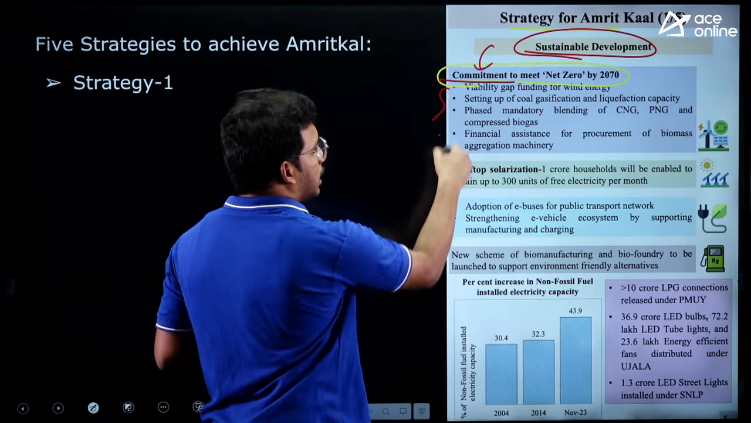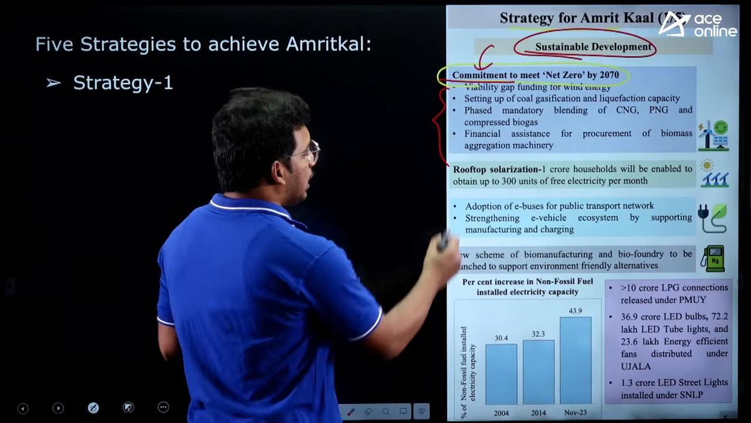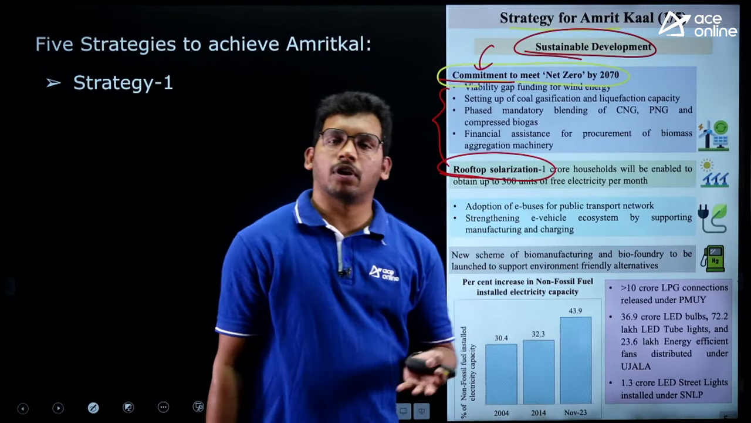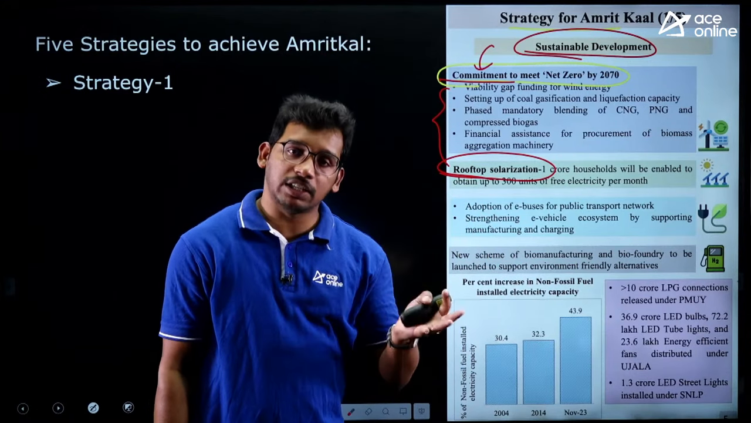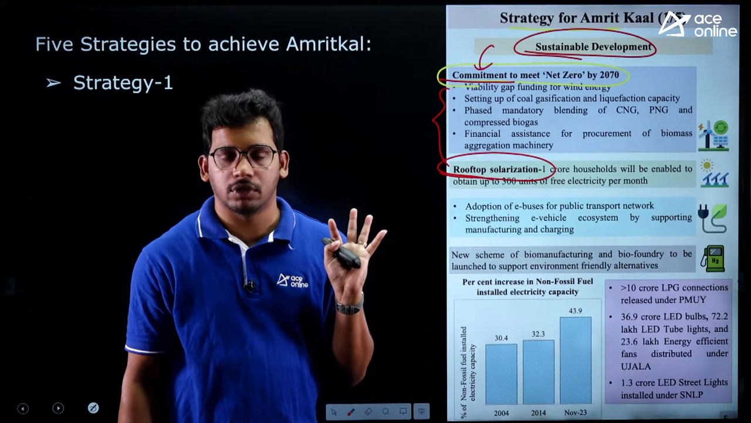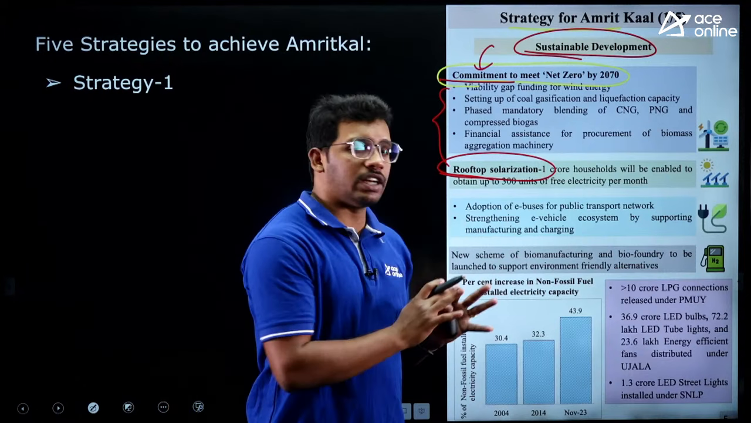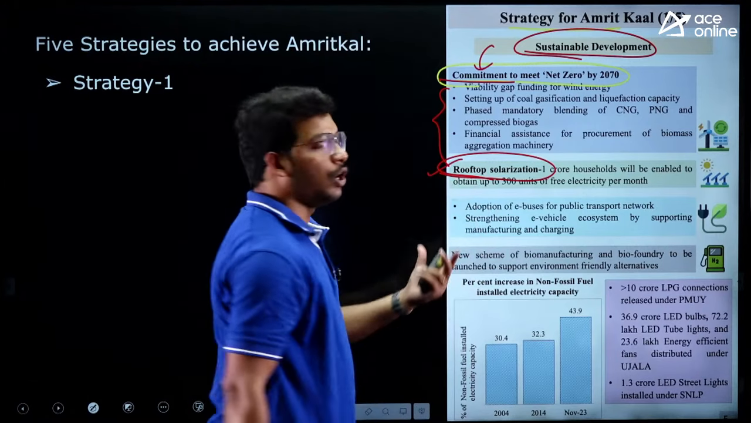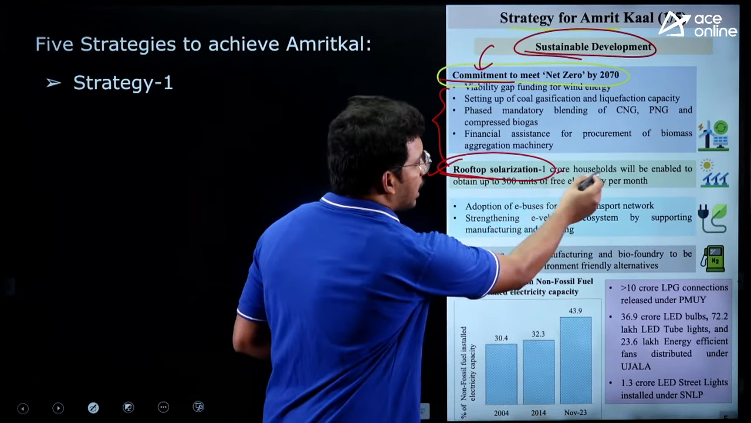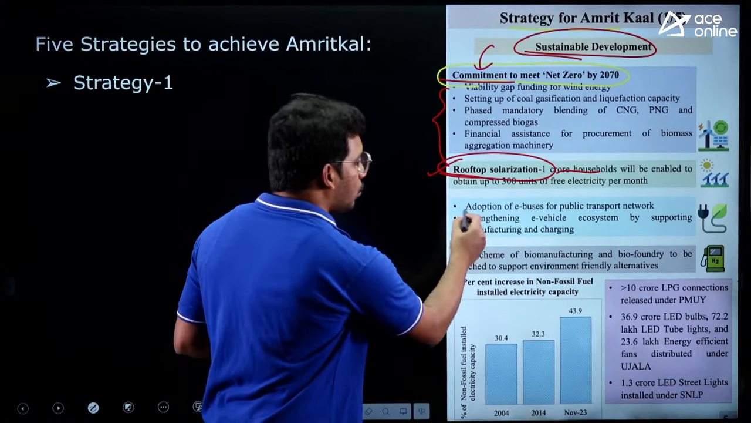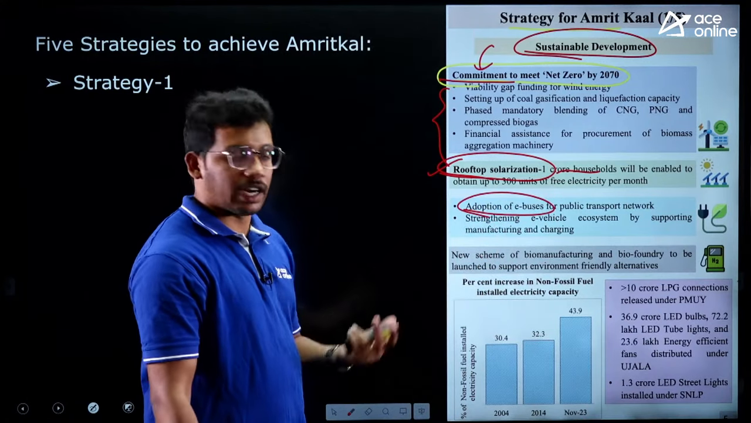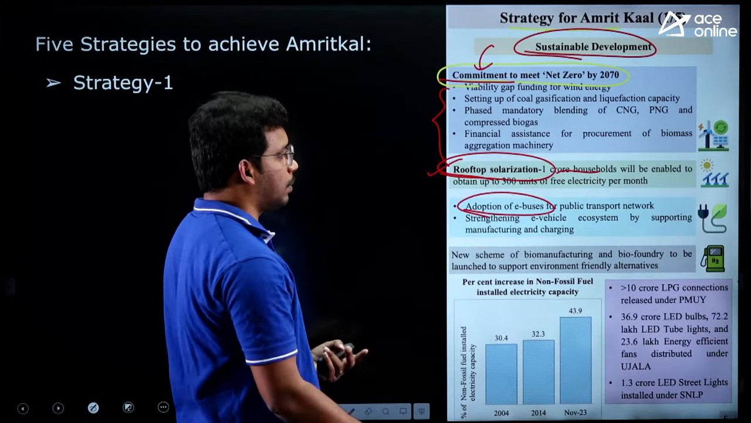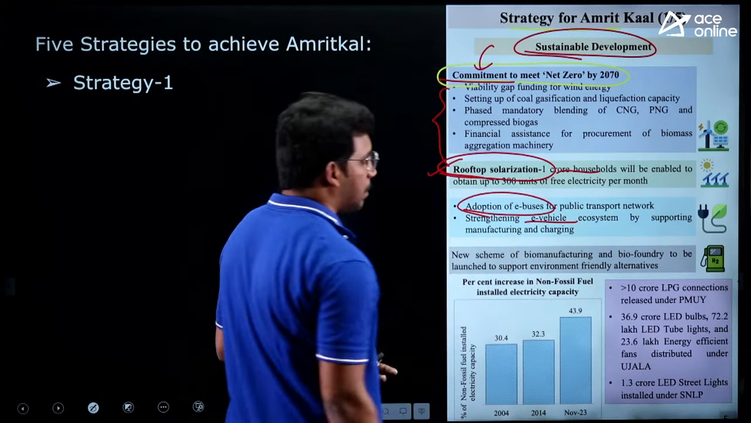So there are certain approaches the government has kept under it. Then rooftop solarization, right? Rooftop solarization means reducing the energy developed from fossil fuels. Coal-based energy development is always negative for the environment. So the government wants to focus on rooftop solarization. So the data you can see here. They are also going to adopt e-buses, electric buses, where the emissions will reduce compared to normal diesel buses or petrol buses, right? E-vehicles and e-buses.